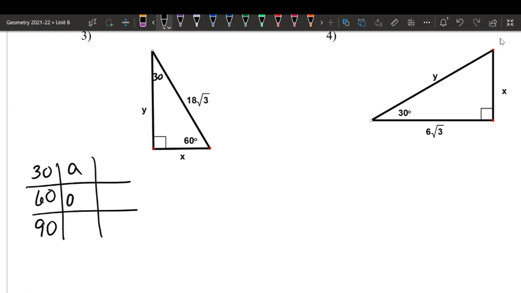So a, a square root 3, 2a. And then I need a starting point. So I have to see what am I starting with. 18 square root 3 is across from 90 degrees. So go to 90 degrees and fill it in there.